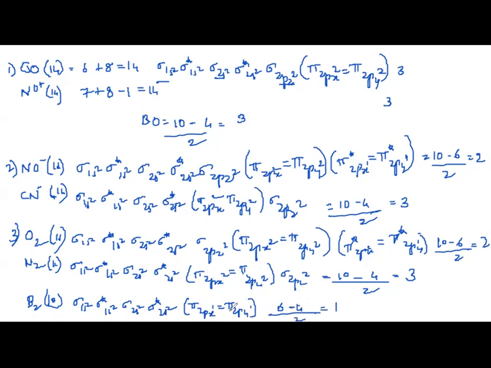This is paramagnetic in nature. You can see here. So which is the correct option? The correct option is CO and NO plus. They have got the same bond order because the number of electrons is the same. Moving to the next question.